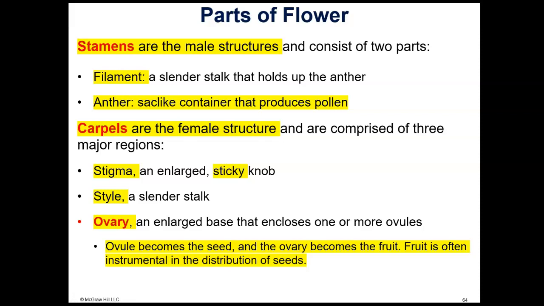The carpels are the female structure, and sometimes they're also called pistil, P-I-S-T-I-L. So the female structure is called the carpel, and it contains the stigma, which is the tip of the stalk, and it has a sticky end. I always remember stigma and sticky, because this is where the pollen will stick, and then a pollen tube will grow to the ovary. The carpel is the stigma, the style, which is the stalk, and then the ovary, which grows into the fruit.